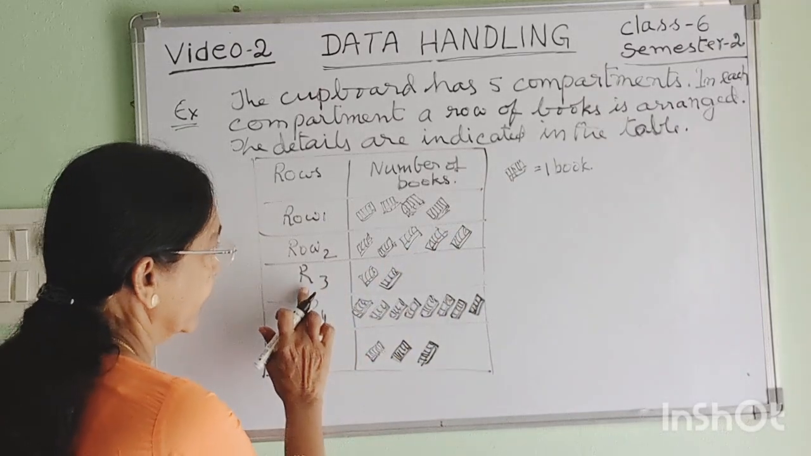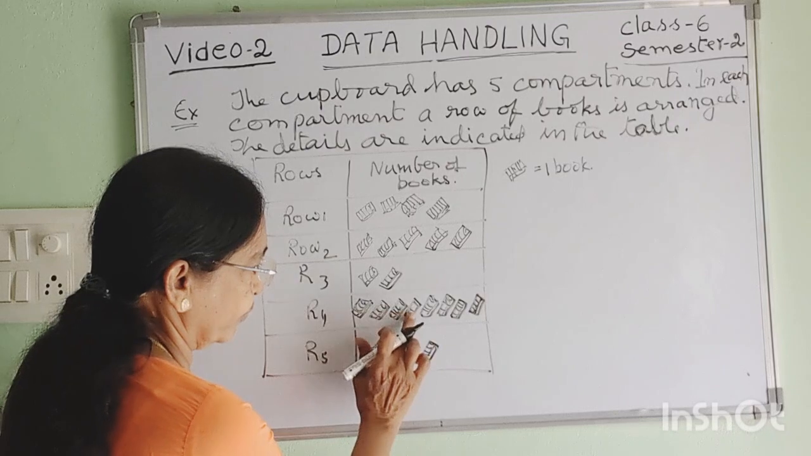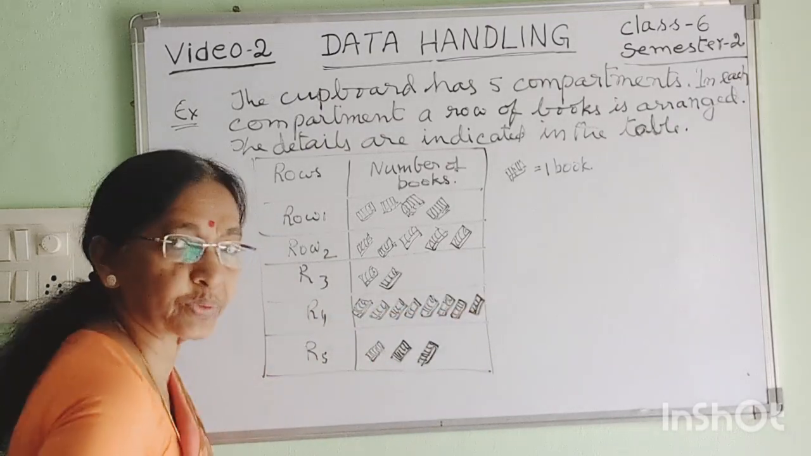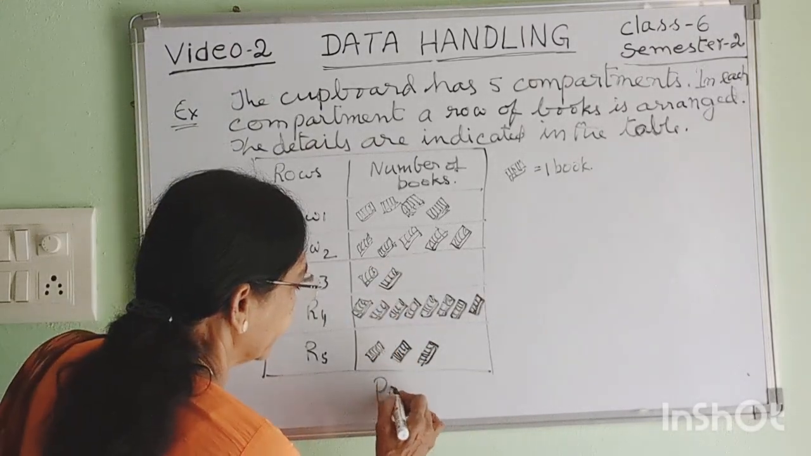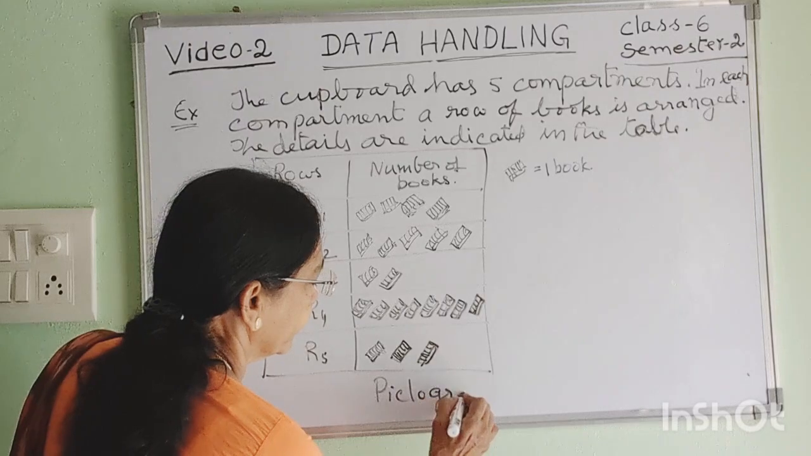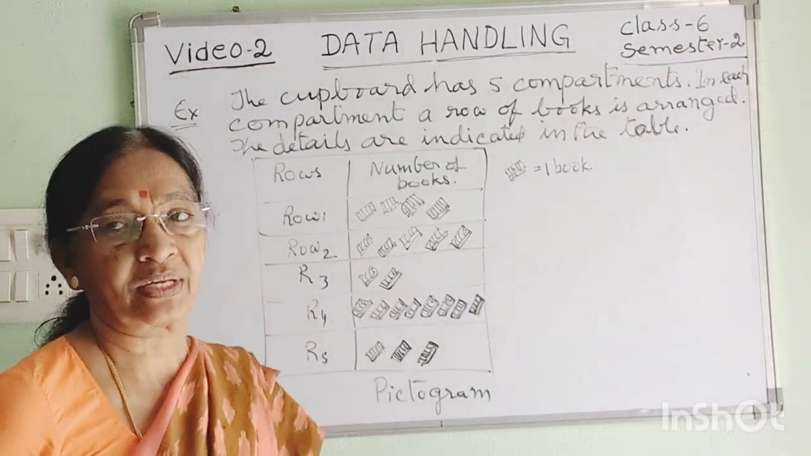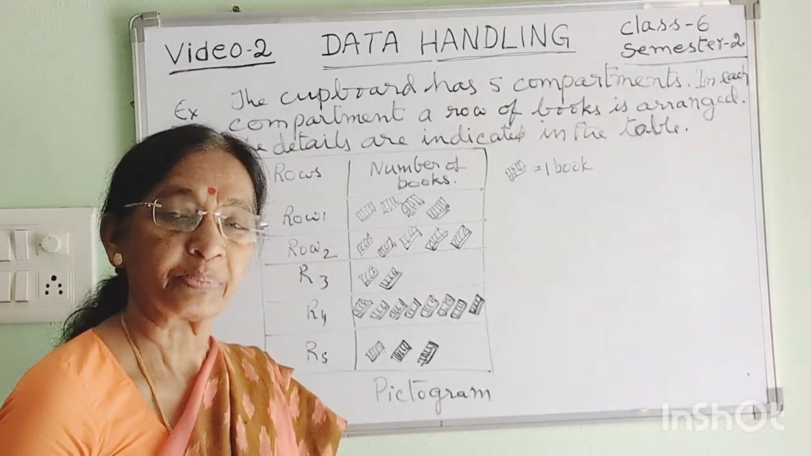So row 3, 2 books. In row 4, 1, 2, 3, 4, 5, 6, 7, 8 books. In row 5, there are 3 books. This figure is called a pictogram, because these pictures of the books are used. Therefore, when pictures are used, it is called a pictogram.